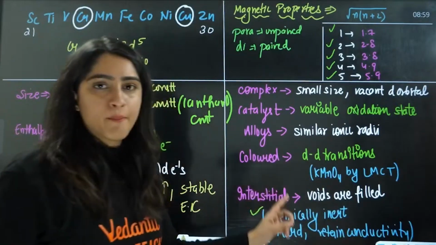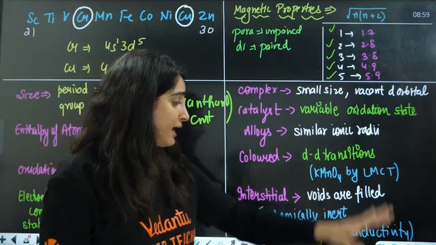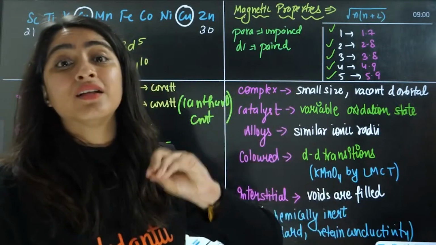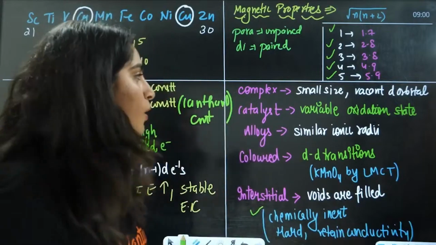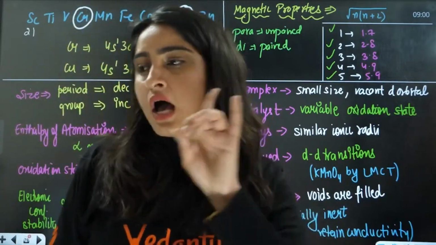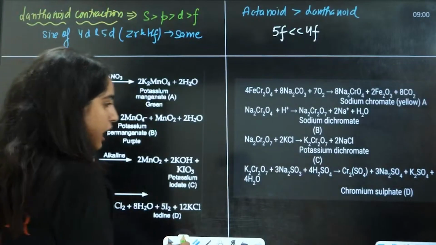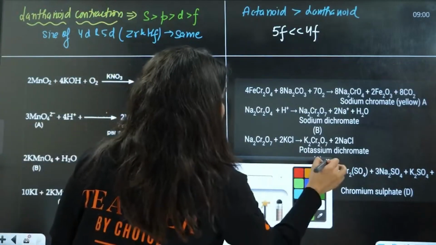Now, the properties of interstitial compounds are that they are chemically inert, they are very hard, and they can retain conductivity. So these questions are asked to you directly in your exams. Okay, understood this? Yes. Next is the last page of today.